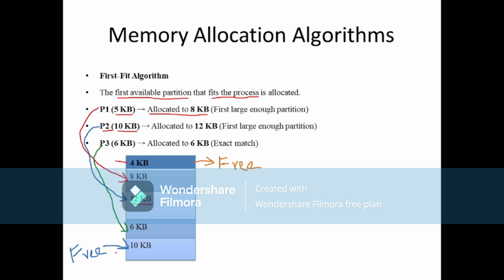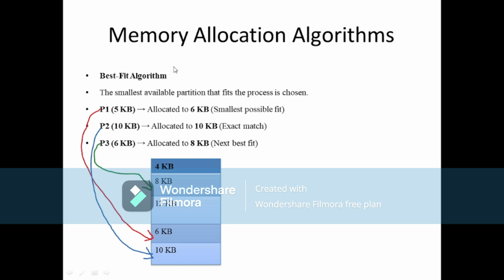So here is the external fragmentation. Next algorithm that we are going to discuss is the best fit algorithm. What happens in this best fit algorithm? In this best fit algorithm, the smallest available partition that fits the process is chosen to allocate to that particular process.